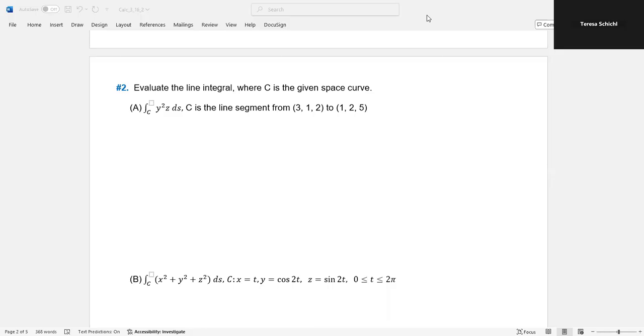And today we're going to take a look at how to find the line integral when the curve C is a space curve. All right.